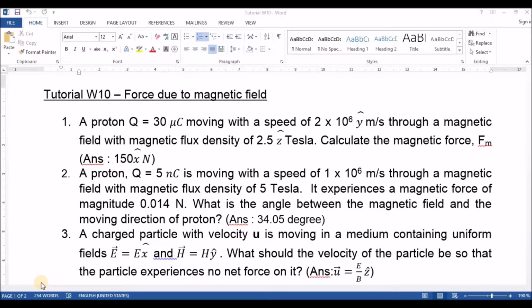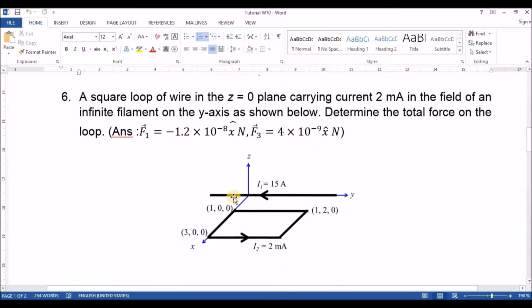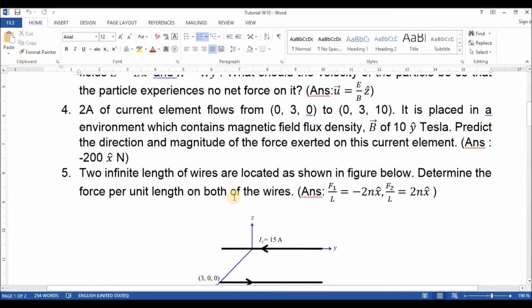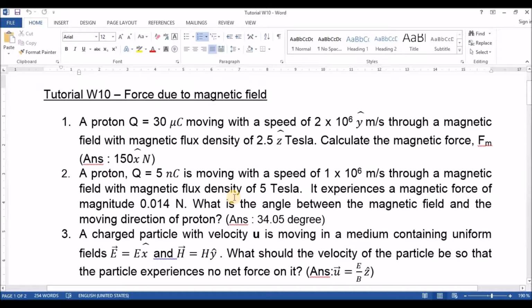Okay class, I'm going to discuss with you tutorial 10, which is related to the force due to magnetic field. So these are the questions. You can get these questions from the Google Drive sharing folder under the folder tutorial.